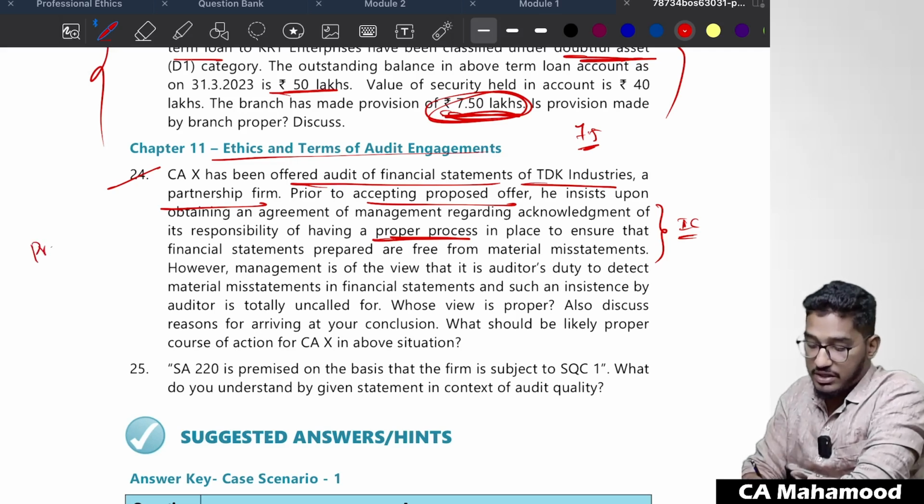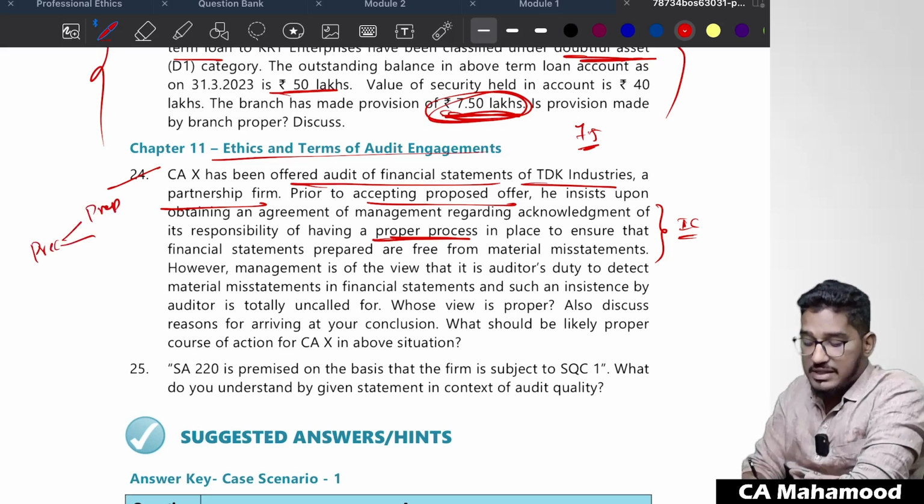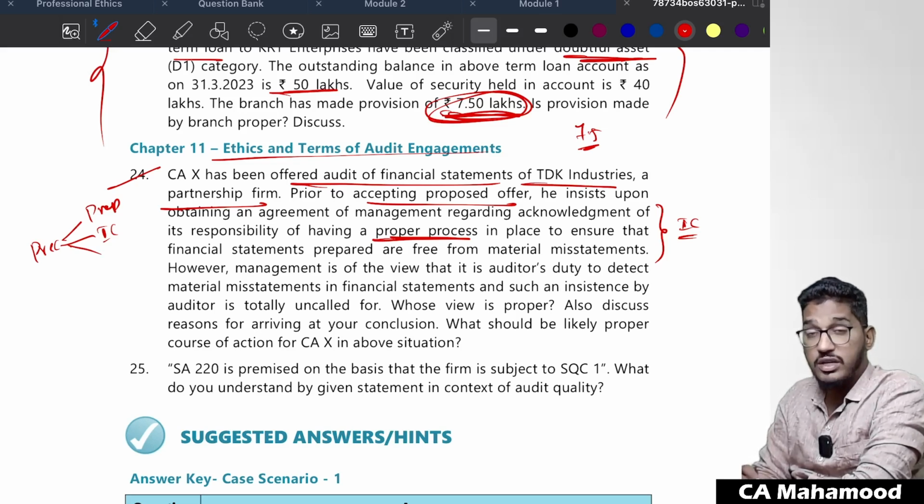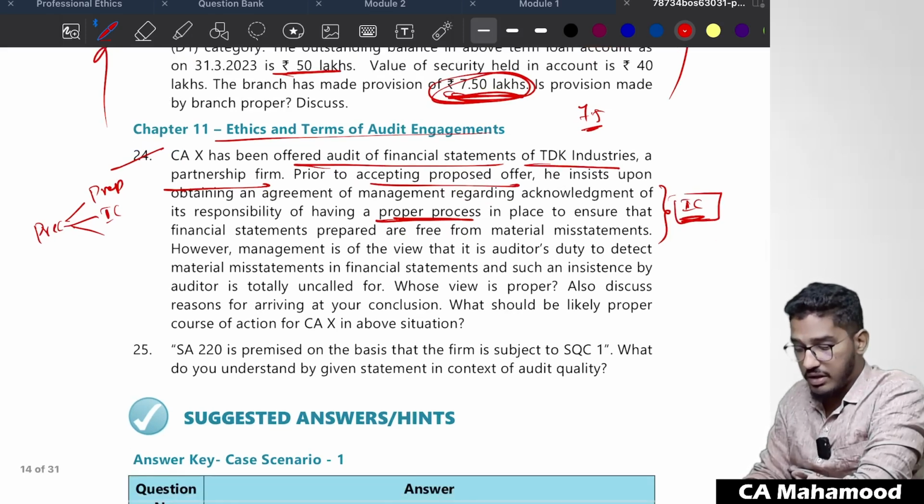Why? Because even in preconditions we have read, the first responsibility is preparation of financial statements. Second responsibility is implementation of internal controls. Third responsibility is to provide the auditor with access to all information, additional information, unrestricted access to persons within the organization. So yes, the auditor is correct. He is asking the management to give a confirmation that they are responsible for designing and implementation of internal control.